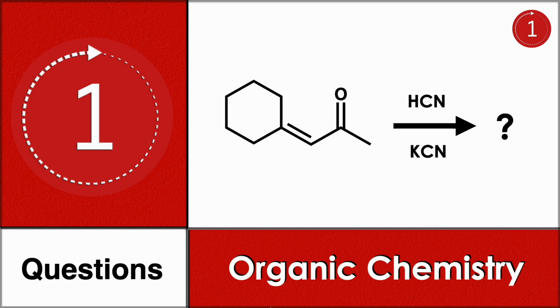Daily one question for you. Here you have cyclohexyl, which is in conjugation with a carbonyl, an alpha, beta unsaturated ketone. You are reacting it with HCN and KCN. You should find what will be the final product.